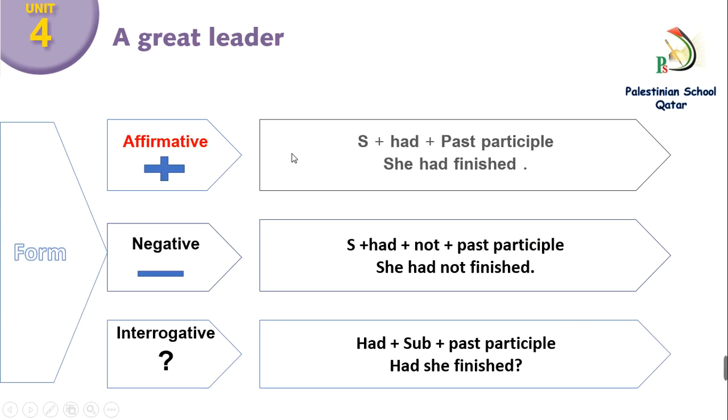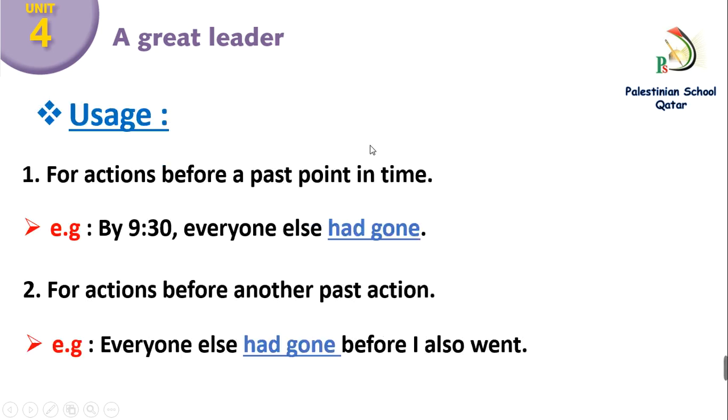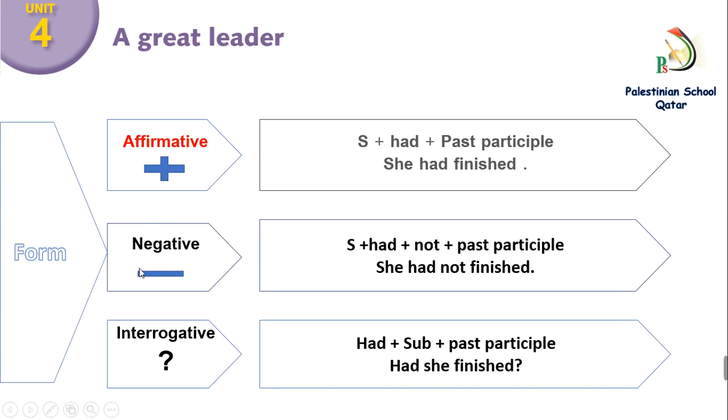Now we look at the form of past perfect. In the affirmative sentence, we say she had finished: subject, had, and past participle. In the negative, we put subject, had not, past participle: she had not finished. In the interrogative, we put had plus subject plus past participle. For example, had she finished? This is had plus subject plus past participle.